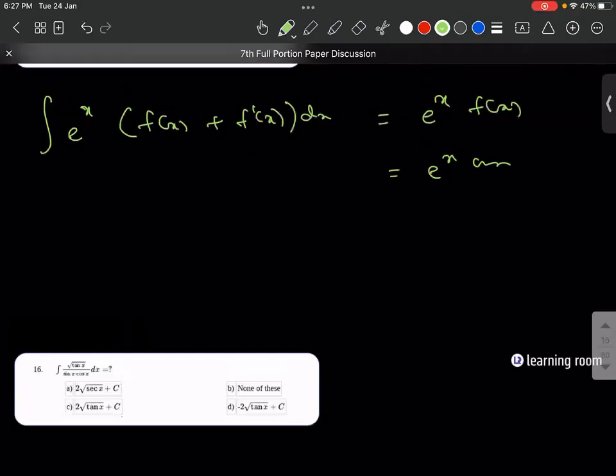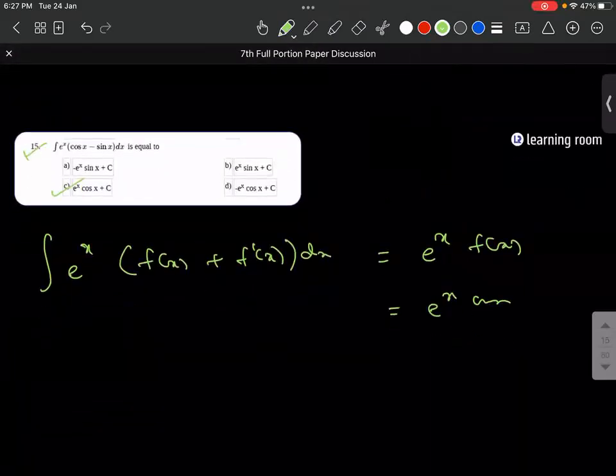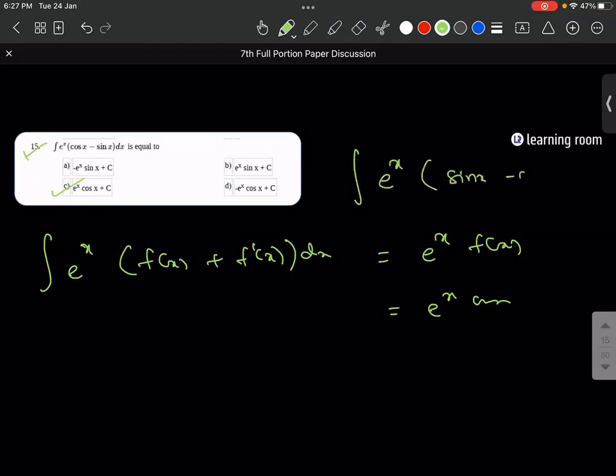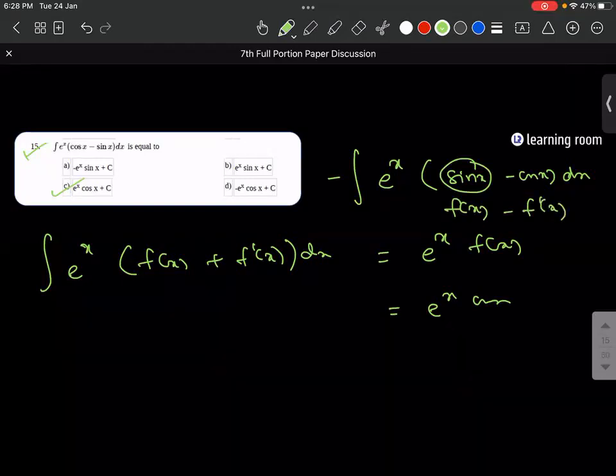Sir, if you take f of x as the other one, sin x, then how will you do it? It will not work. See, for example, integral of e power x, if you take sin x, then the question would have been sin x minus cos x dx, and then the minus sign would have been outside. If I take this as f of x, this is minus f dash of x. The formula only exists for e power x into f of x plus f dash of x. So you cannot do it like that.